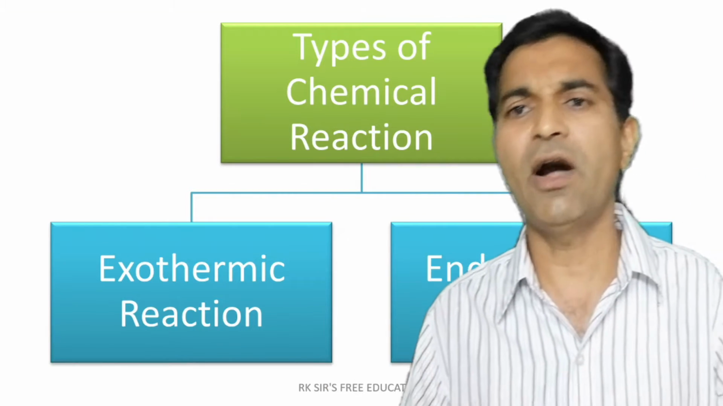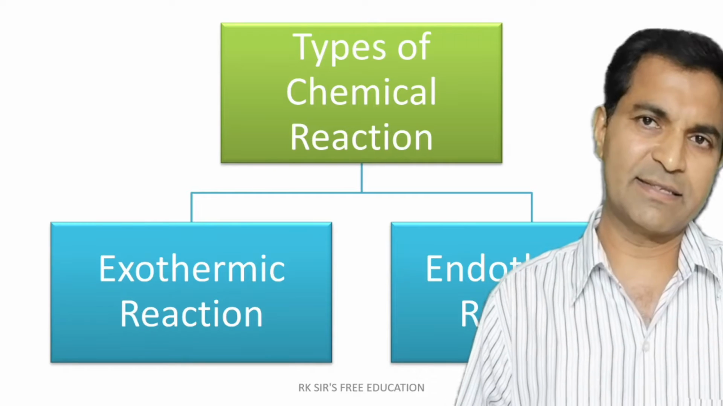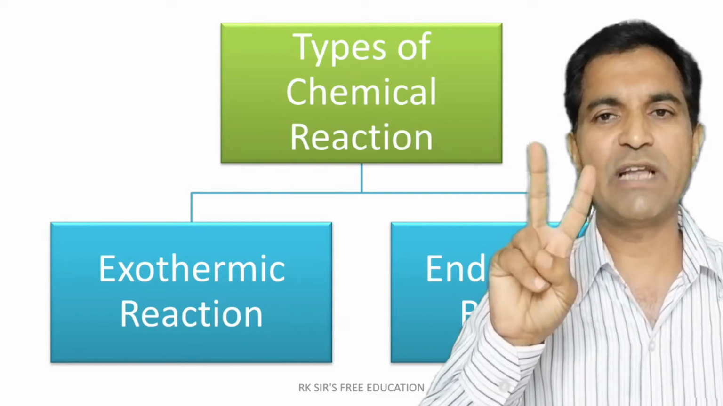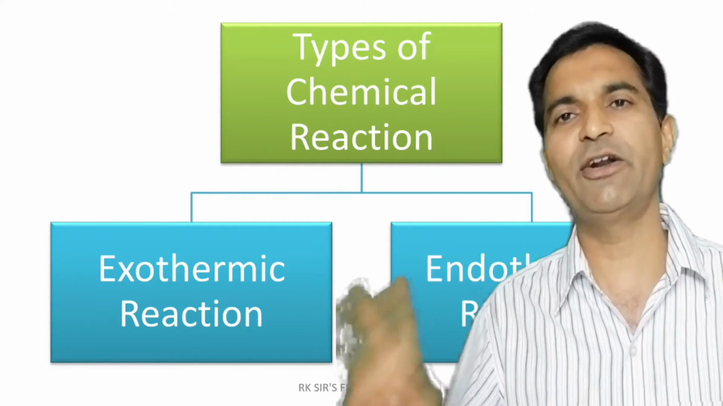Now, types of chemical reactions with reference to heat. There may be 2 types of chemical reaction: exothermic reaction and endothermic reaction.